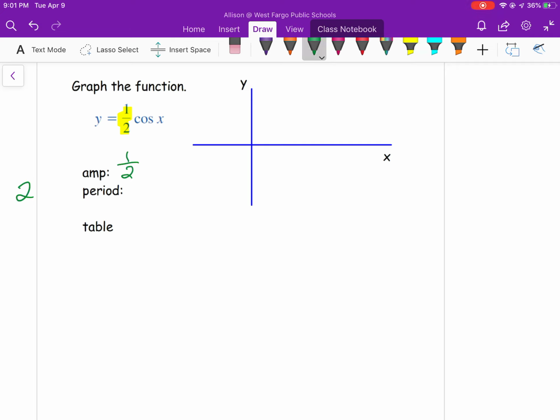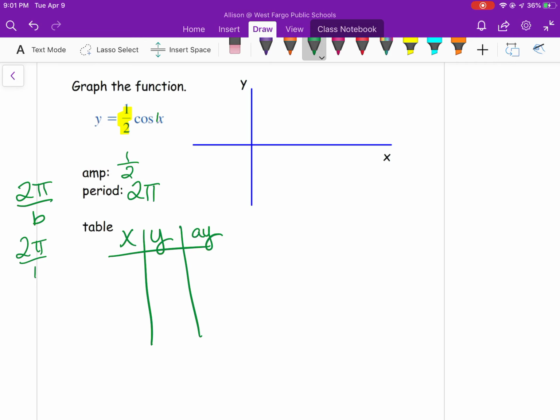Now remember, to find the period, you take 2 pi and divide it by your B. And B in this case is 1 because it's just 1x. So 2 pi divided by 1 is 2 pi. So I can make my table, x, y. I'm going to need a y column because I have an amplitude of 1/2. Or you can think, it usually fluctuates between 1 and -1. This one's going to go between 1/2 and -1/2, essentially.